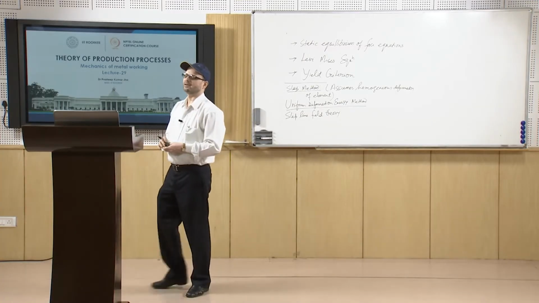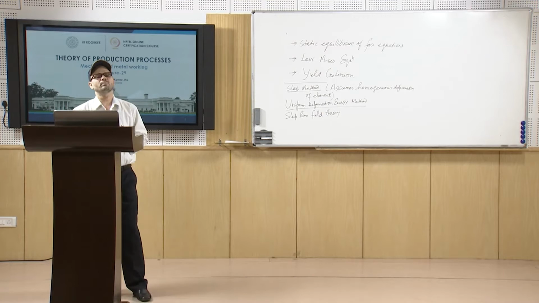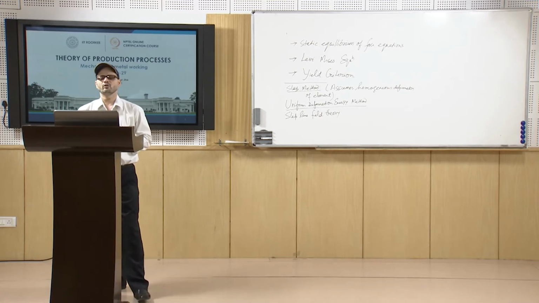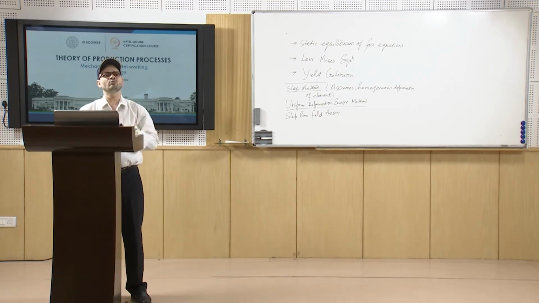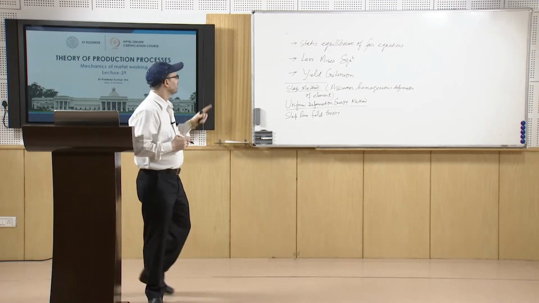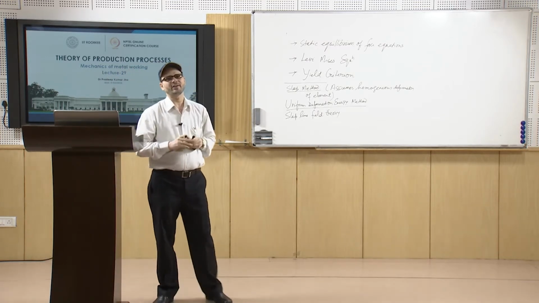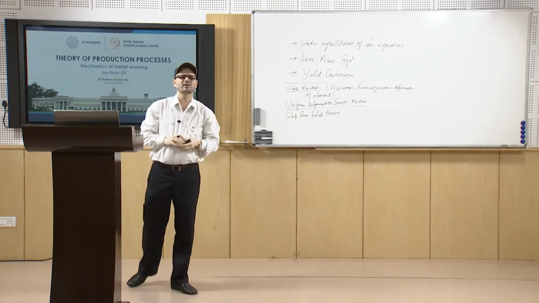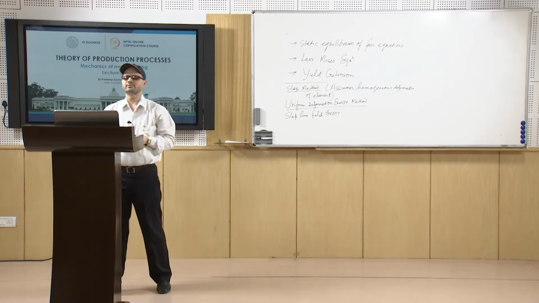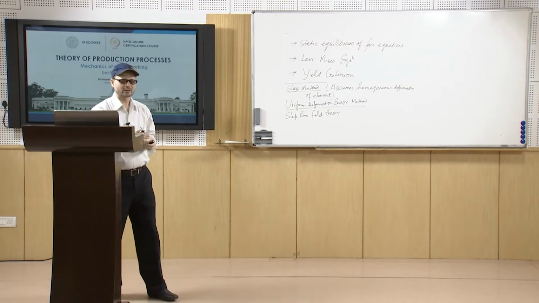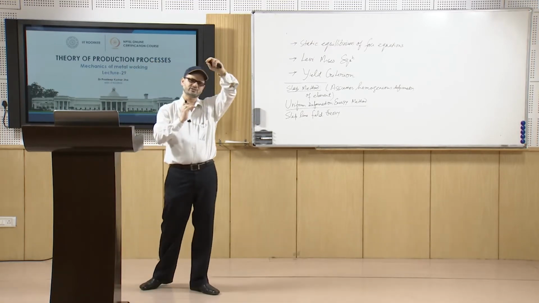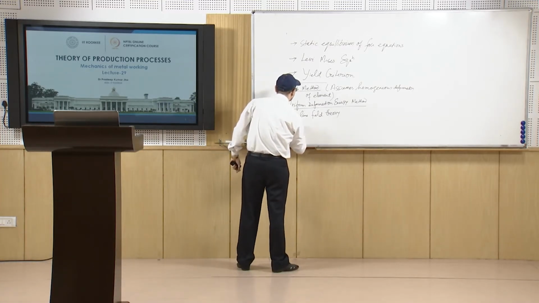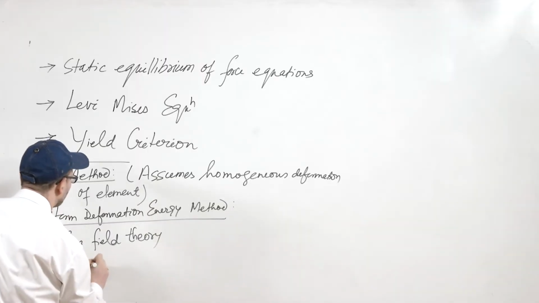Then after that you will have the upper and lower bound methods. Basically they use reasonable stress and velocity fields to calculate the bounds within which the actual forming loads must lie. So basically you have one upper bound and one lower bound. You expect that the actual forming load must lie between the predicted upper bound and lower bound values. So, the upper and lower bound method.